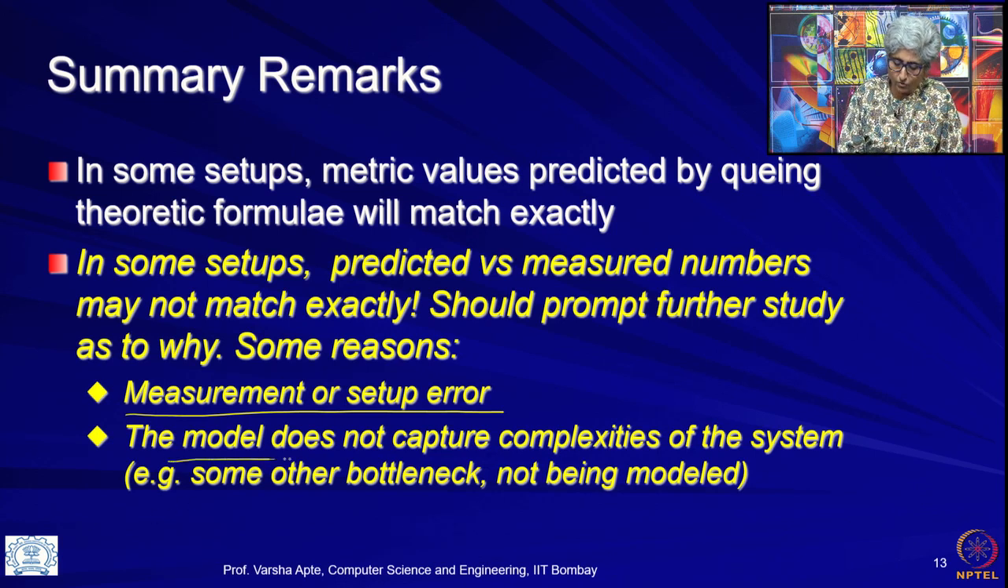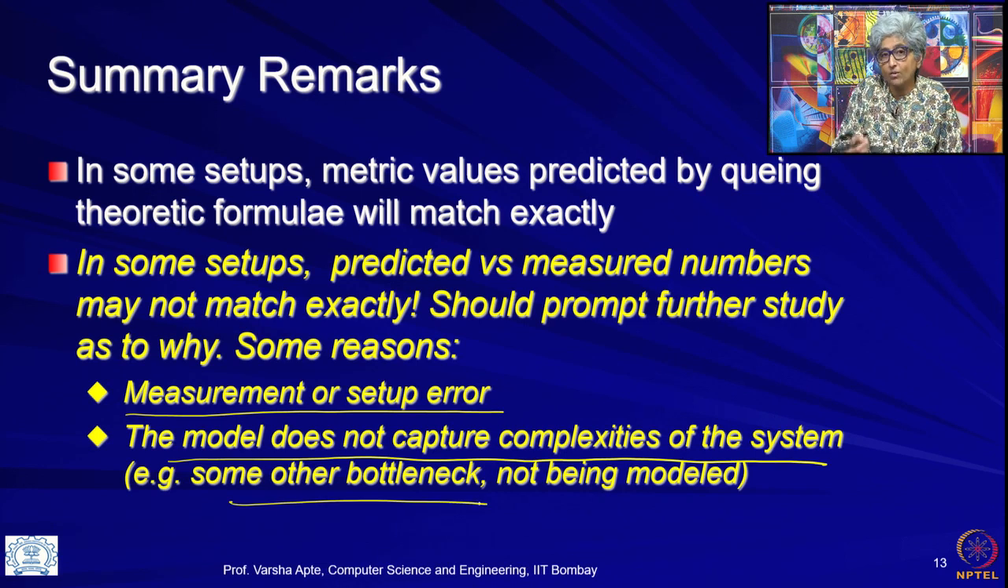The other thing could be that genuinely the model is not capturing the complexities of the system. For example, there is some other bottleneck. CPU is not the bottleneck, even though we had written a CPU bound script so that CPU is what will determine the capacity of the system. But it may not be the bottleneck. Now, what do I mean by bottleneck?